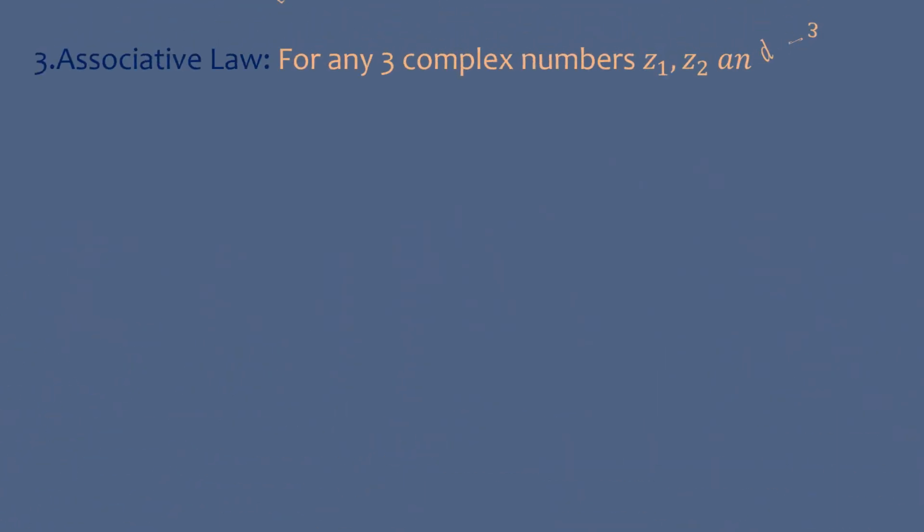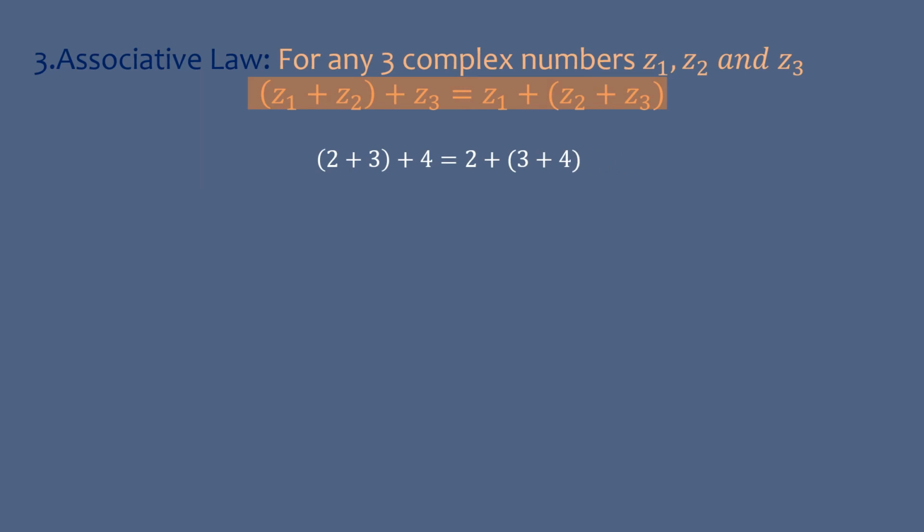The third property is associative law, which states that for any three complex numbers z1, z2 and z3, the following condition is true: z1 plus z2 plus z3 equals z1 plus z2 plus z3 with different bracket positions. As we can see, 2 plus 3 plus 4 and 2 plus 3 plus 4 with a different bracket position both give 9. In the same way, the position of brackets does not affect the result in complex numbers also.